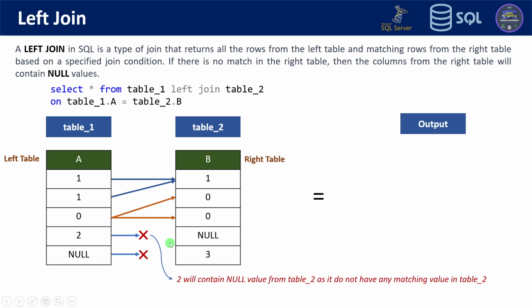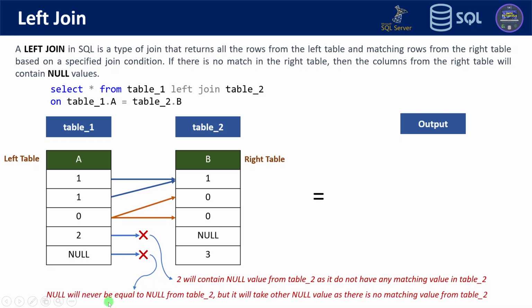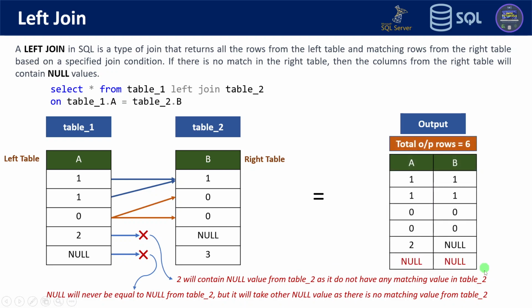So you can see 2 is connected to a null value from table 2 as it does not have a matching value in table 2. Same for null, null will never be equal to null from table 2, but it will take another null value as there is no matching value in table 2, and with respect to that we will be getting this particular output, right? That is 2 will be connected to null and null will be connected to null, but it is not this null. Okay, and the total output rows will be 6.